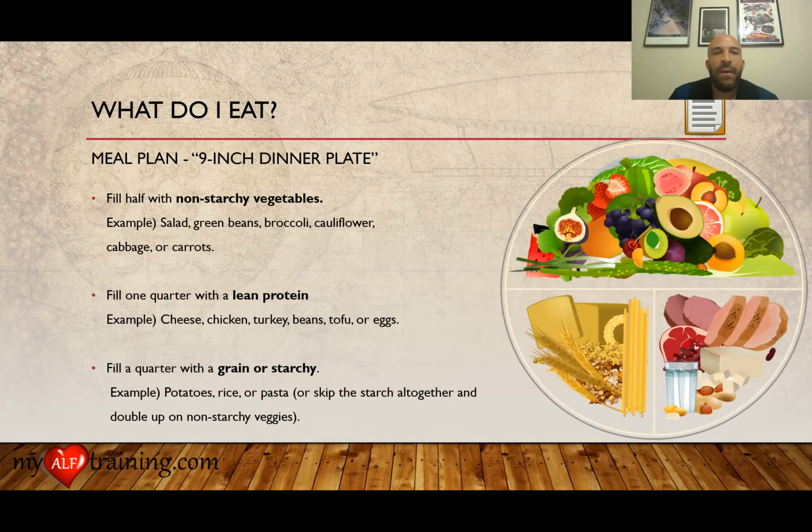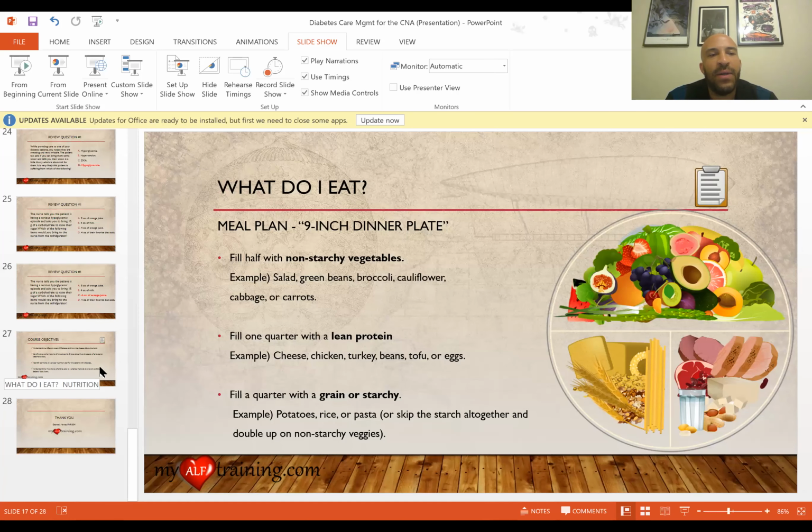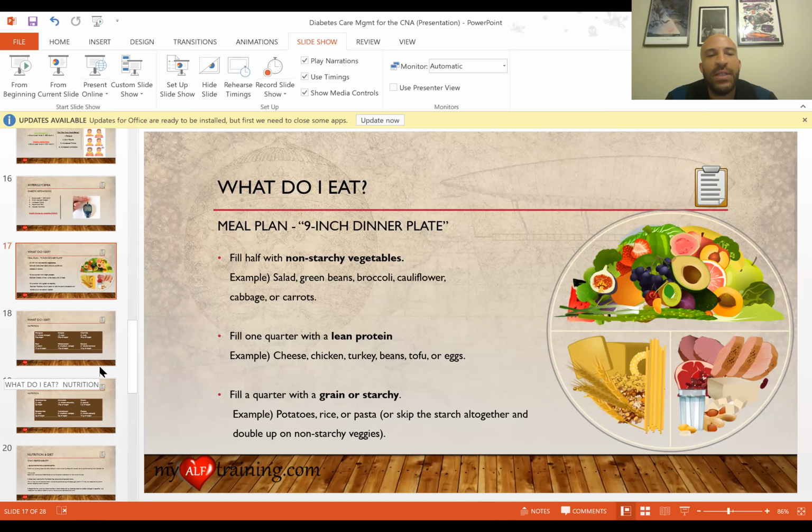So let's talk a little about eating. What should our patients be eating? How can we help them make better selections about the foods that they eat?